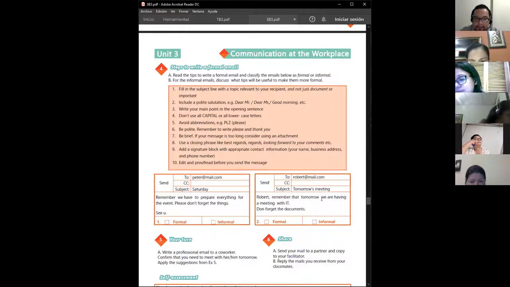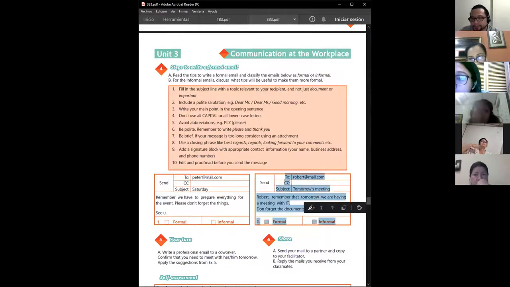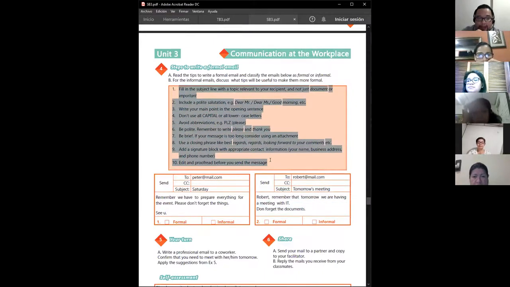Robert, remember that tomorrow we are having a meeting with IT. Don't forget the documents. Is this formal or informal? It's so-so. Okay, Carla, say so-so. Okay, entonces, si es un so-so, ¿cómo lo podríamos hacer más formal? En caso sea informal. O si ustedes consideran que está formal, solo así lo dejan y solo le ponen cheque en donde dice formal. Ok, es basado en lo que tenemos acá.